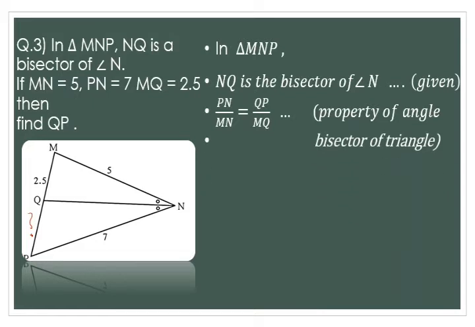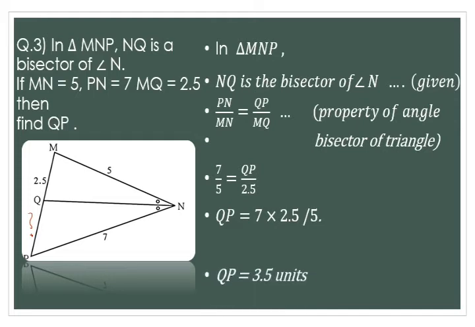Okay, so we will put the values and find the value of QP. PN is 7, MN is 5 and QP we have to find. Then MQ is 2.5. Now by cross multiplication we get QP is equal to 7 into 2.5 upon 5. An easy calculation, 7 into 2.5 upon 5. So we get the value of QP as 3.5 units.